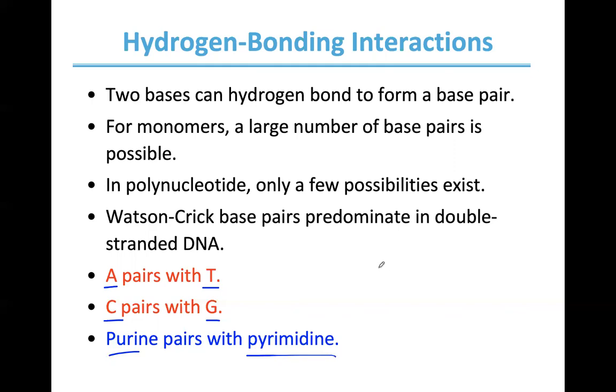And obviously that will be in DNA. In RNA, A pairs with what? Uracil. A pairs with U, and C still pairs with G.